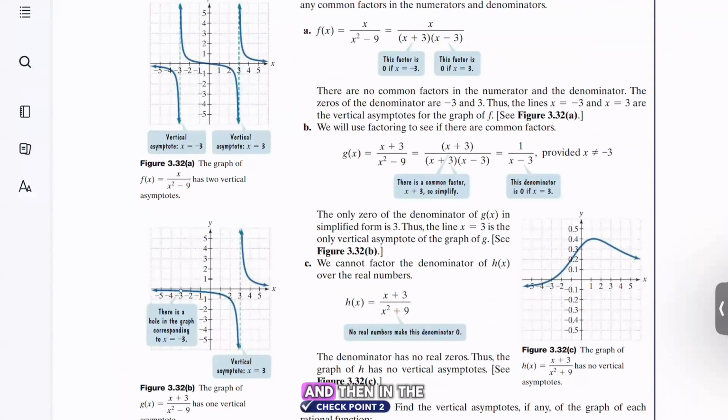And then in the last one, it's X squared plus 9, so there are no real numbers that make the denominator zero. So the curve is smooth.